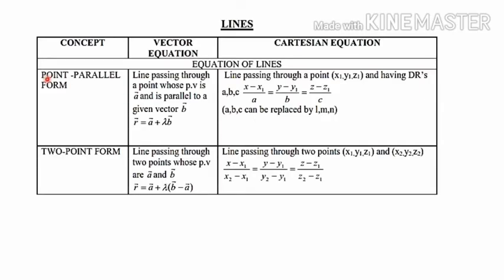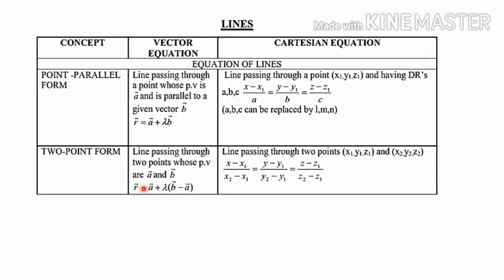Before starting the session, let's recall the formulae of lines in a plane. The first one is point parallel form. The vector equation is r = a + λb, and the Cartesian equation is (x − x1)/a = (y − y1)/b = (z − z1)/c. Here a, b, c are the direction ratios. Instead of direction ratios, if direction cosines are given, a, b, c can be replaced by l, m and n.